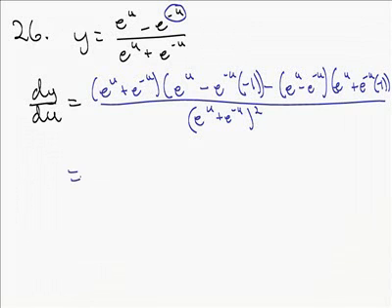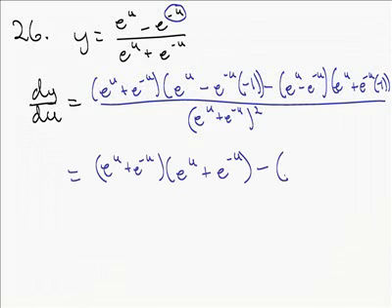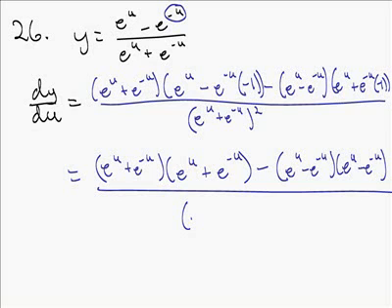Let's clean it up a little bit. So we got e to the u plus e to the negative u times the quantity of e to the u. Here's a negative 1 times a negative makes that a positive e to the negative u, minus e to the u minus e to the negative u times the quantity of e to the u minus e to the negative u. All of that over the bottom squared. Alright? So don't let these e's fool you. They're still just as easy as they always were.